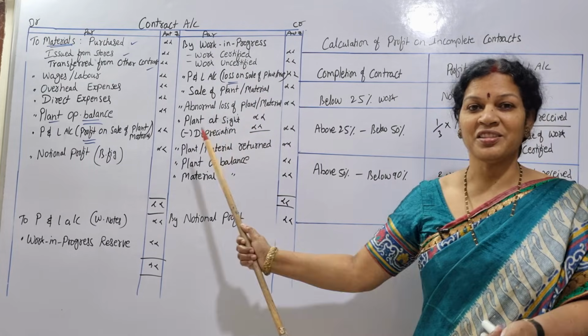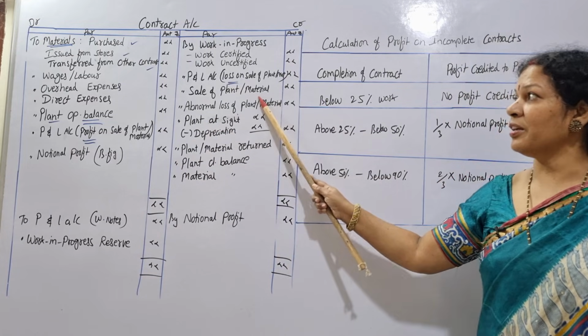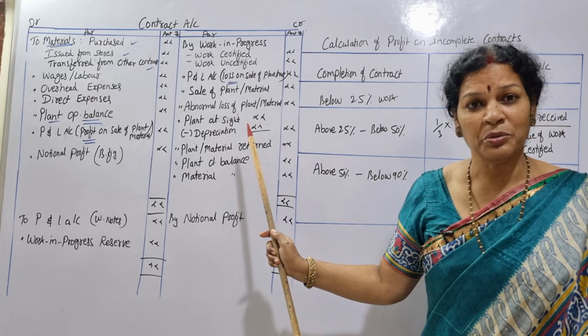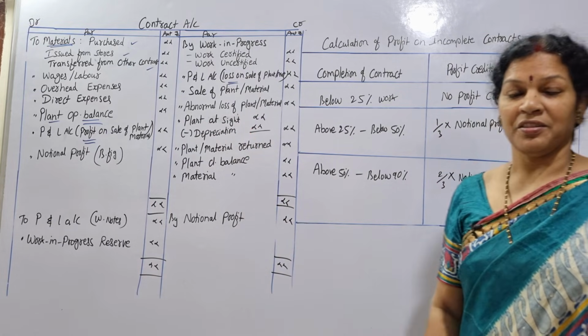Next one, sale of plant or material. When you are selling, all the sales will be on the credit side. So this is sale of plant and material. Purchases debit side, sales credit side. Easy to remember, right?